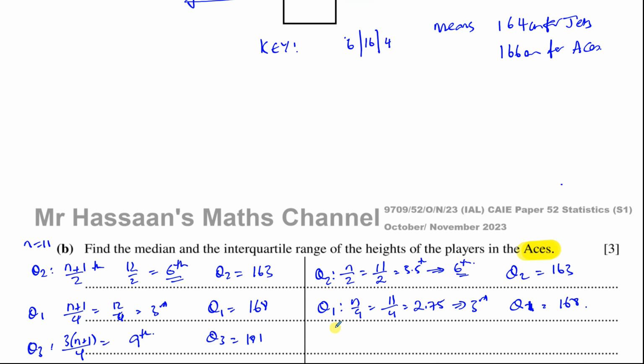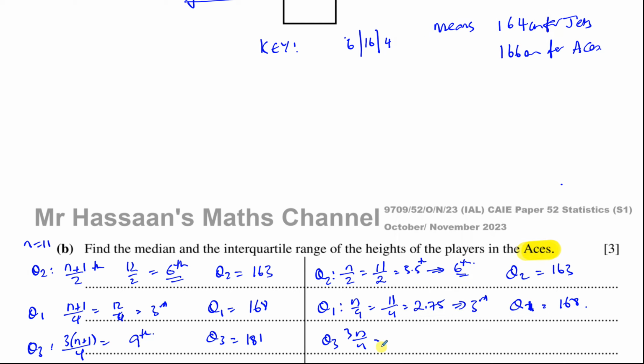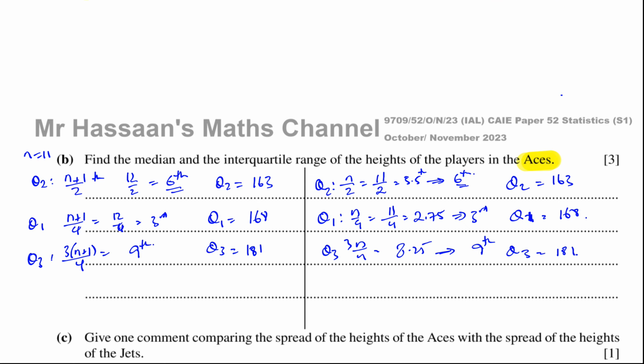181. And using this other method, Q3 will be 3n over 4, which is 3 times 2.75, which gives us 8.25. So we're looking for the 9th entry, which of course is the same thing that we got, 181. And we know the interquartile range is the upper quartile minus the lower quartile. In this case, we get the same answer in both methods.